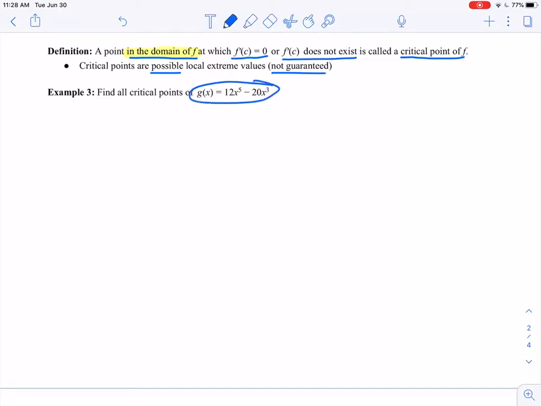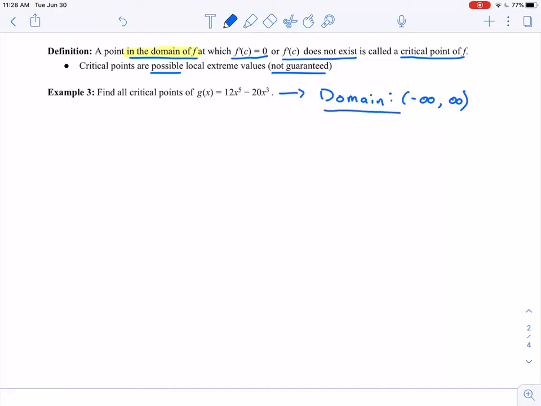So if I look at g of x here, g of x is 12x to the fifth minus 20x to the third. The domain of this function is negative infinity to positive infinity, because it's a polynomial, right? This is a polynomial. It's a relatively nice, simple function. It's really not going to give us any problems as far as our x values.